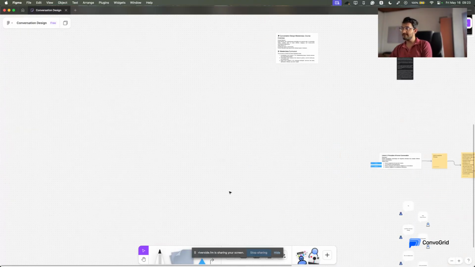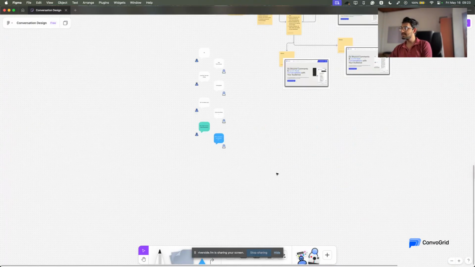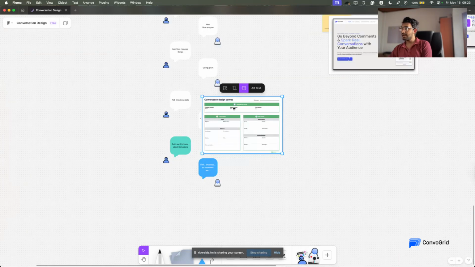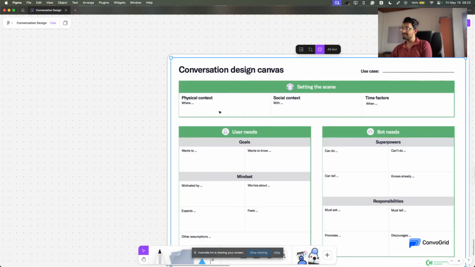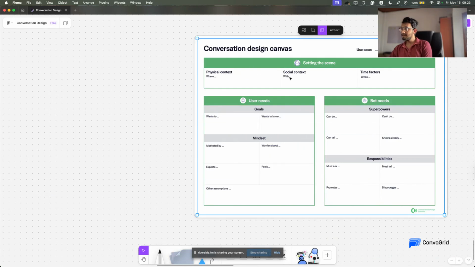And now let's take a look at how we actually make these personas and how we understand what the user wants to do and what the bot should be able to assist you in. For that, there is a framework called the conversation design canvas. This is a framework that allows you to fill out some details and understand exactly what type of a bot you should be making.